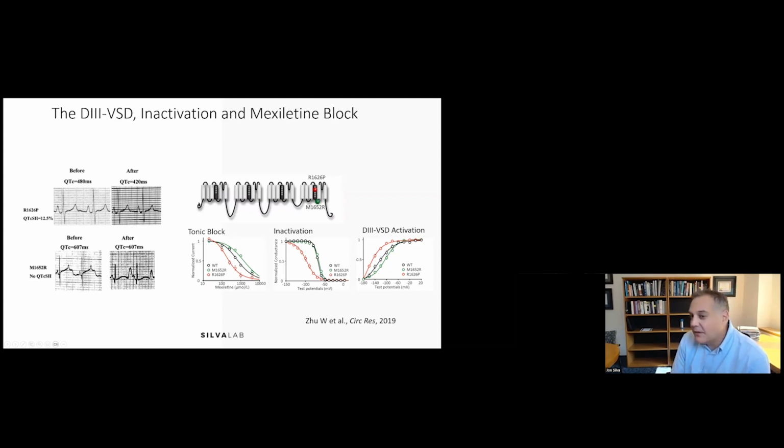But what was interesting was that there was a change in the domain 3, the repeat 3 voltage sensing domain activation, where we had a right shift, which means that we needed higher potentials to move the domain 3 to the activated state in M1652R, and R1626P seemed to be in the activated state consistently. And what was surprising is these variants were in D4. So it's like the variants in D4 are affecting the movement in domain 3. So this was exciting, but we couldn't really make a lot of conclusions based on 2 variants.